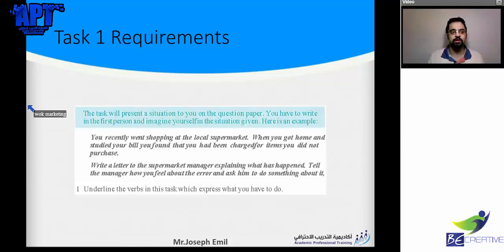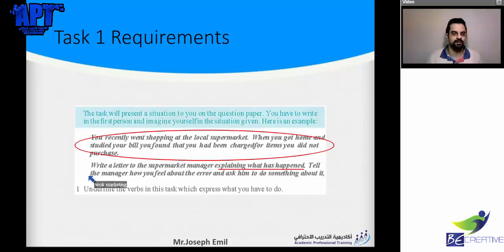Every letter will include 3 points. Okay? 1, 2, 3. 3 points. Not 2, not 1, not 4. More or less 3. In 90% or more of the situations of the letters I've seen, they included 3 points. The 3 points are what has happened. So you're describing this paragraph exactly, but in your own words. I'll tell you more on that later. What has happened?